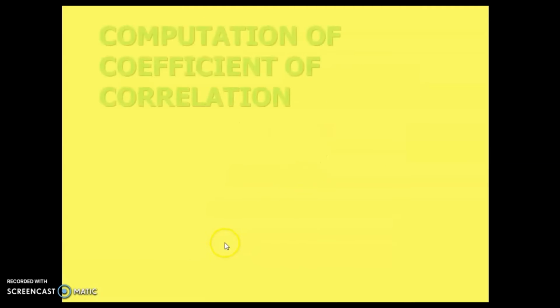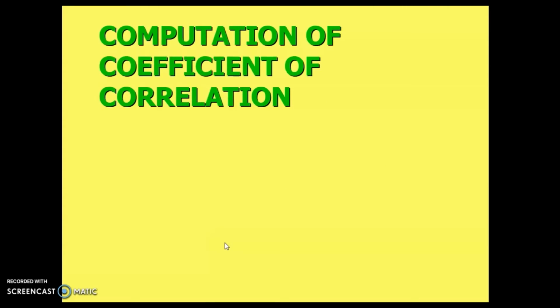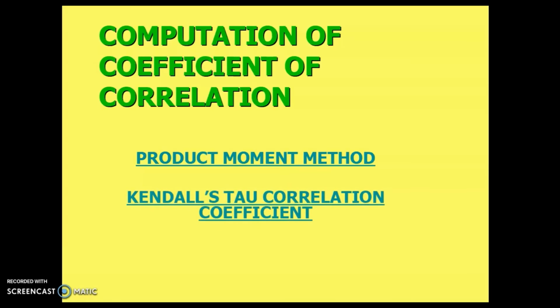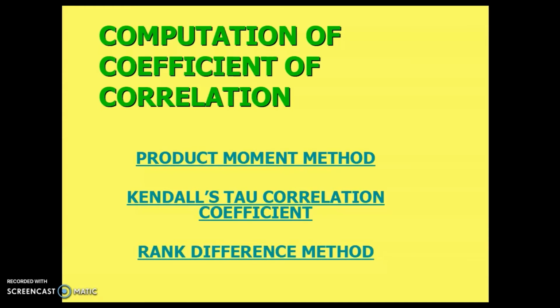Moving further, we'll talk about the computation of coefficient of correlation, which means we'll talk about the different methods of how to calculate correlation. First one is the product moment method, which is also known as Pearson's product moment method. Second, we have Kendall's tau correlation coefficient. Third, we have rank difference method, which is also known as Spearman's rank difference method. In this video, we'll focus only on product moment method.